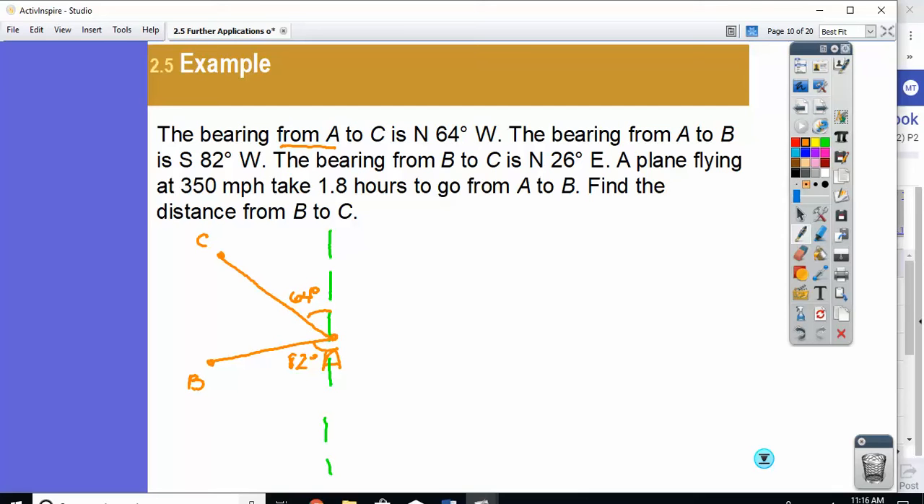The bearing from B to C. So I have bearing from B. So that means B needs a north-south line. To get to C, you have to go north 26 degrees east. Now, it is possible that your C might be all the way out here. I'm telling you it has to be to the east. So if you need to, shorten up that line a little bit so that it meets the description. So if you need to make C here a little bit shorter, we can do that. And that is 26 degrees. Okay.